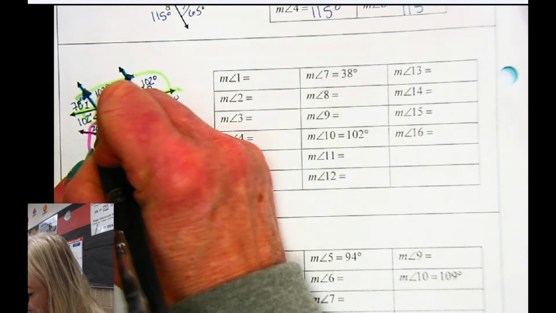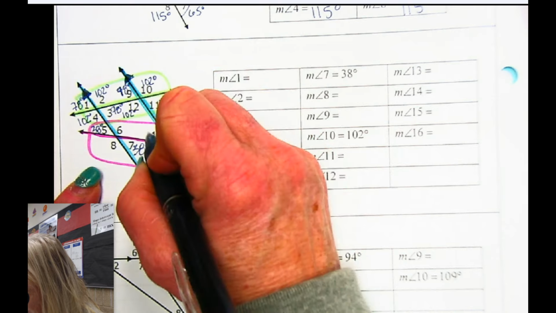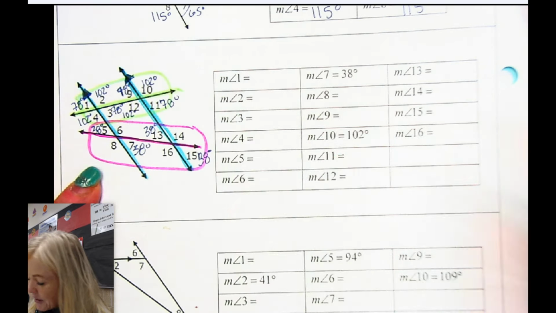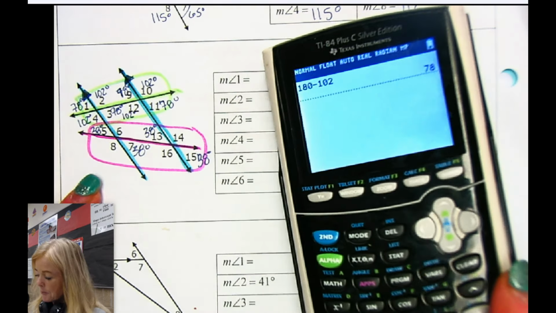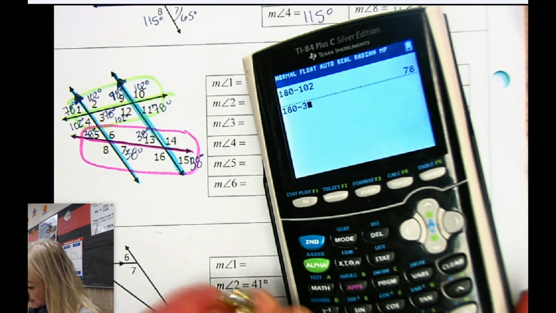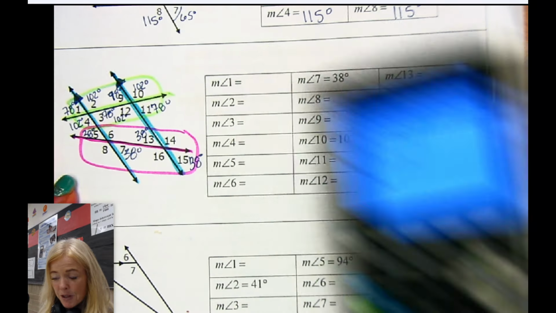So then we get angle 5, and then 13, and then 15 are all going to be 38. And of course, our linear pairs will be the bigger angle. So 180 minus 38 gives us our second measure, 142.